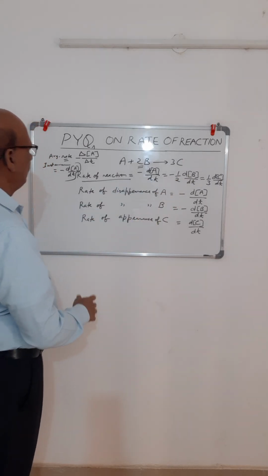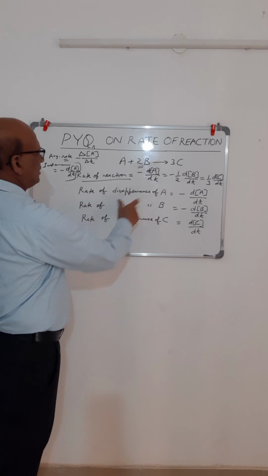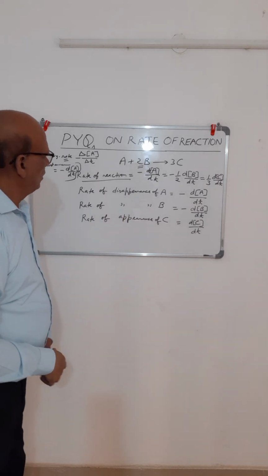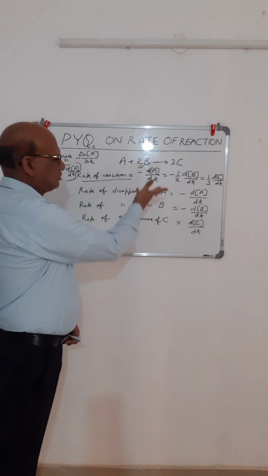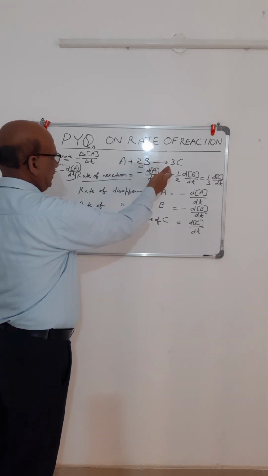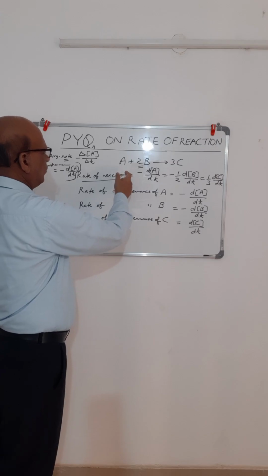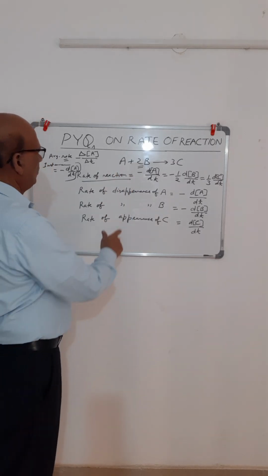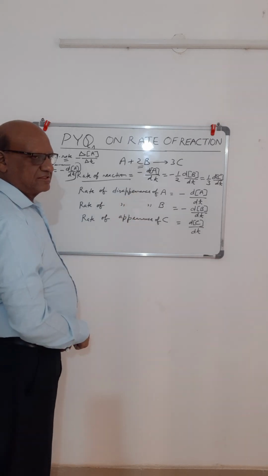Okay, now what do you mean by rate of disappearance? Rate of disappearance is nothing but the rate of consumption of A, we can say, because A is getting consumed in the reaction. A is the reactant whose concentration will go on decreasing. That means it will go on disappearing from the reaction mixture.